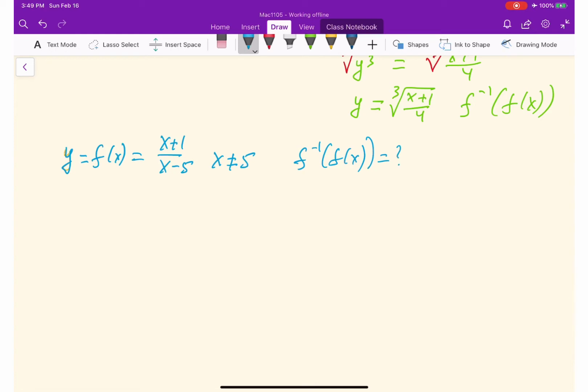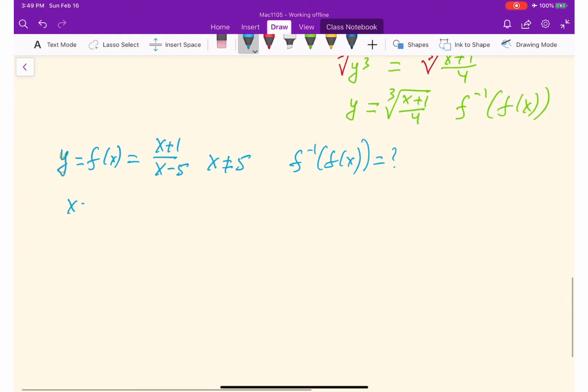It's going to be x is equal to (y plus 1) over (y minus 5). So from here I'm going to bring to a common denominator, since this is the equation x is equal to y plus 1 over y minus 5. The common denominator is going to be y minus 5, right? Therefore here it's going to be y minus 5, and on the top also y minus 5.